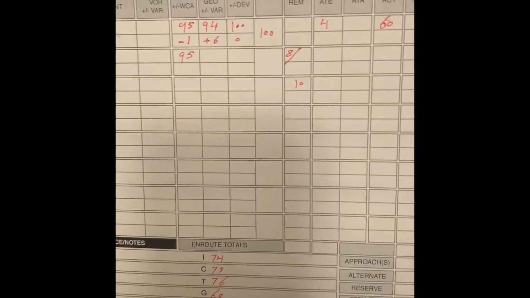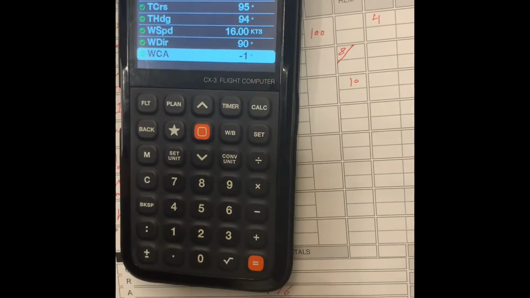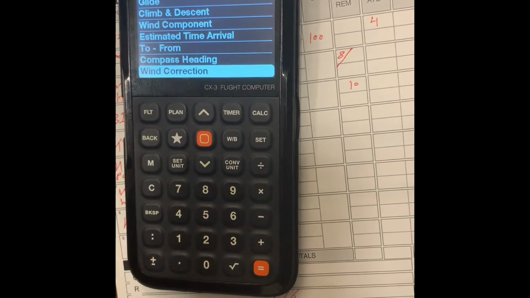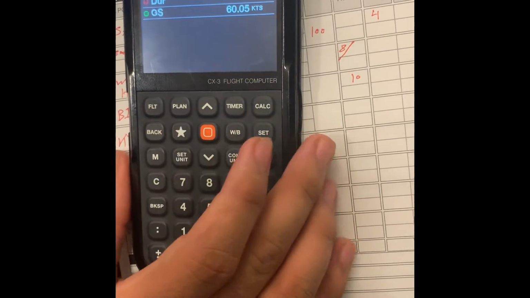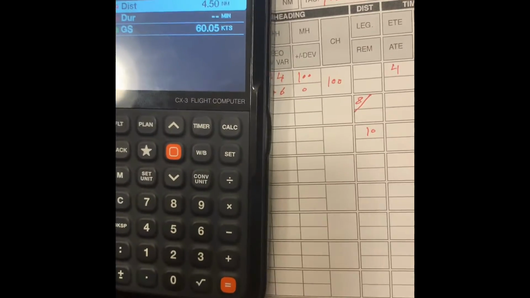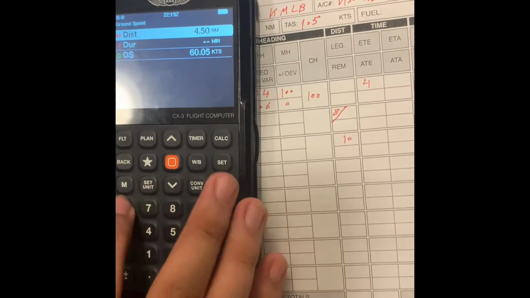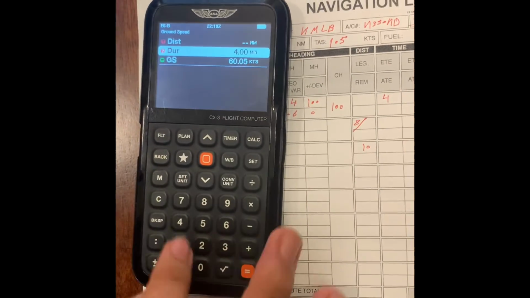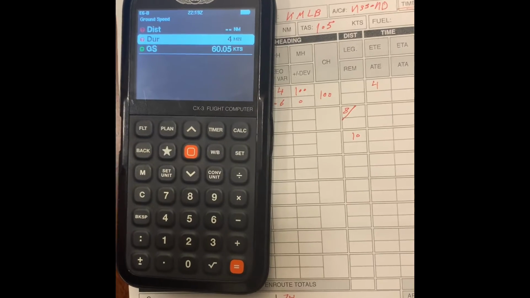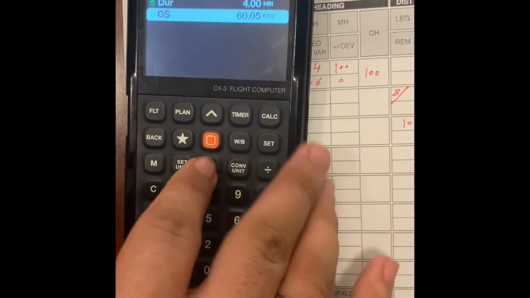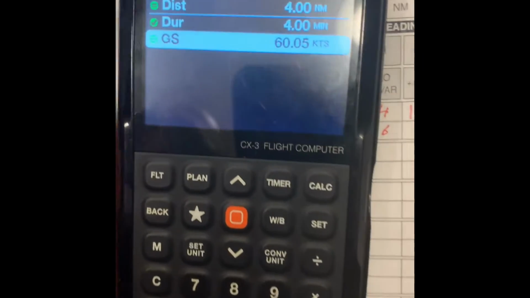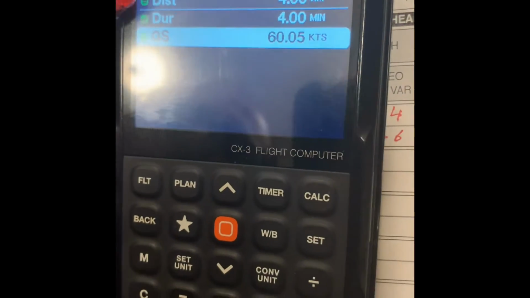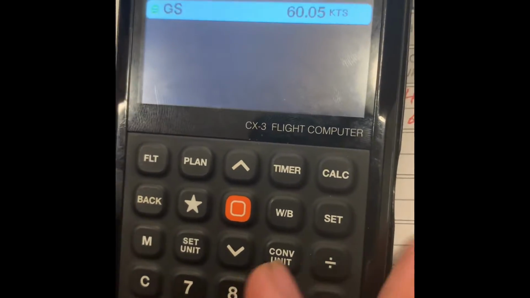And we're going to go back here to our E6B, our flight computer. We're going to go to ground speed. So it looks like we've got everything here. We know we're going to be traveling for 4 minutes to reach our top of climb, and our ground speed is about 60 knots. So we're going to be taking 4 nautical miles here on the top.